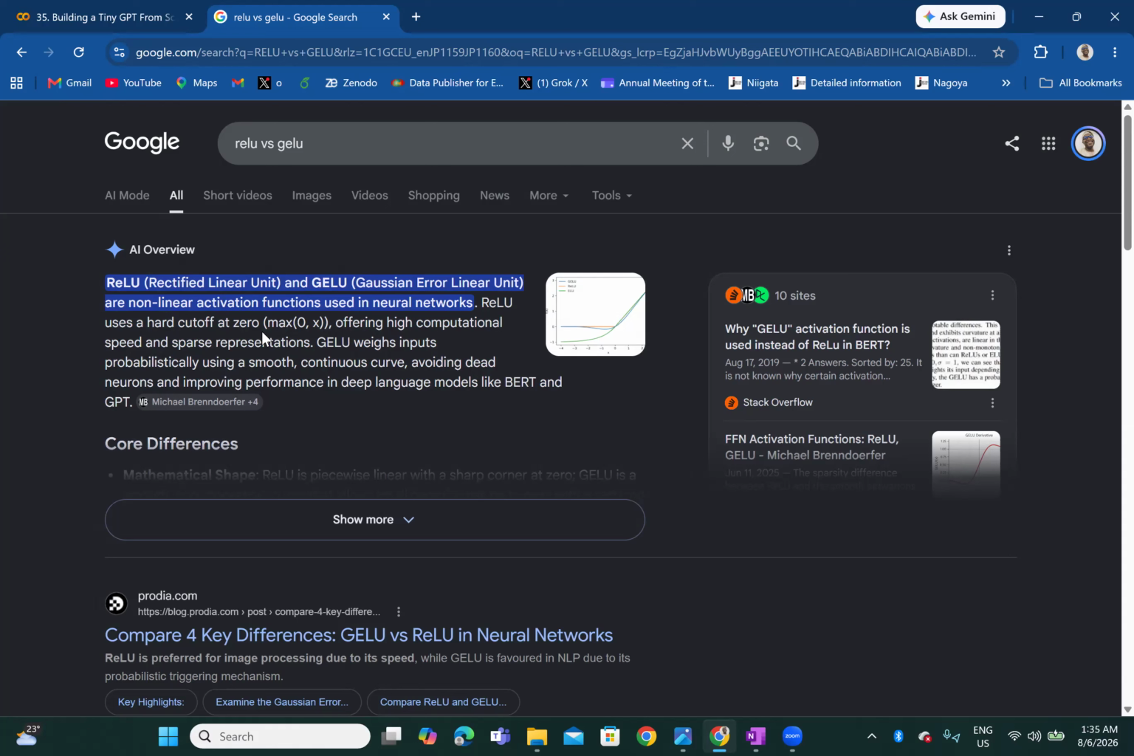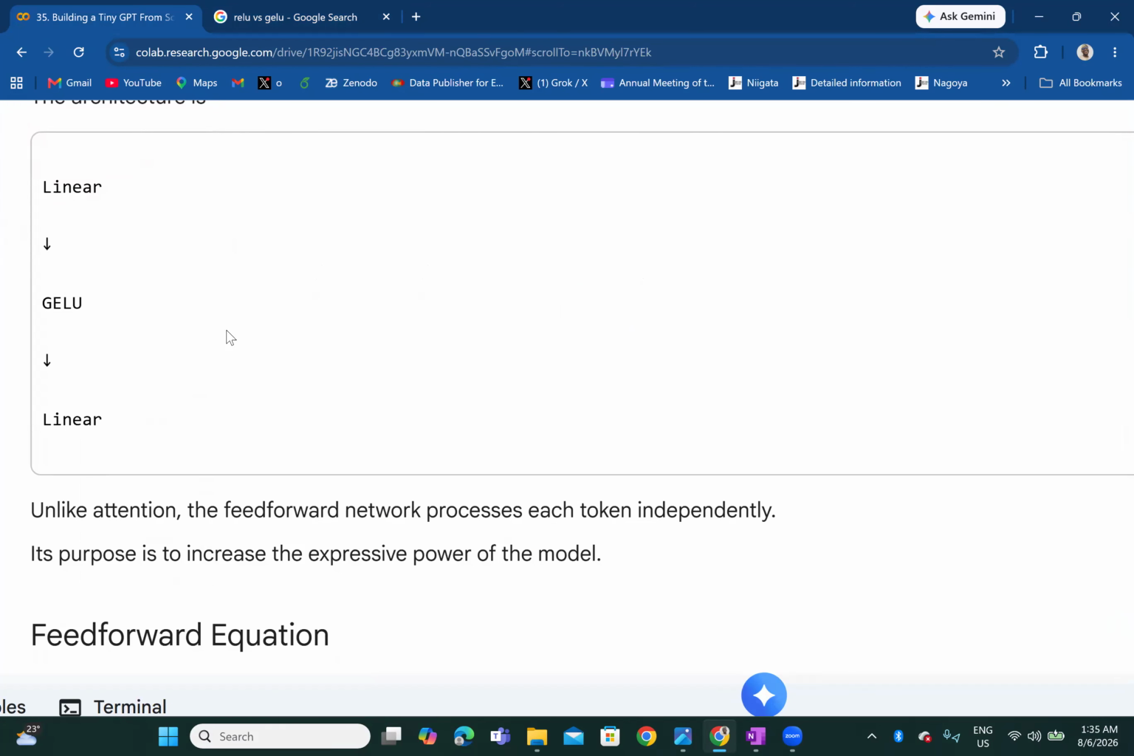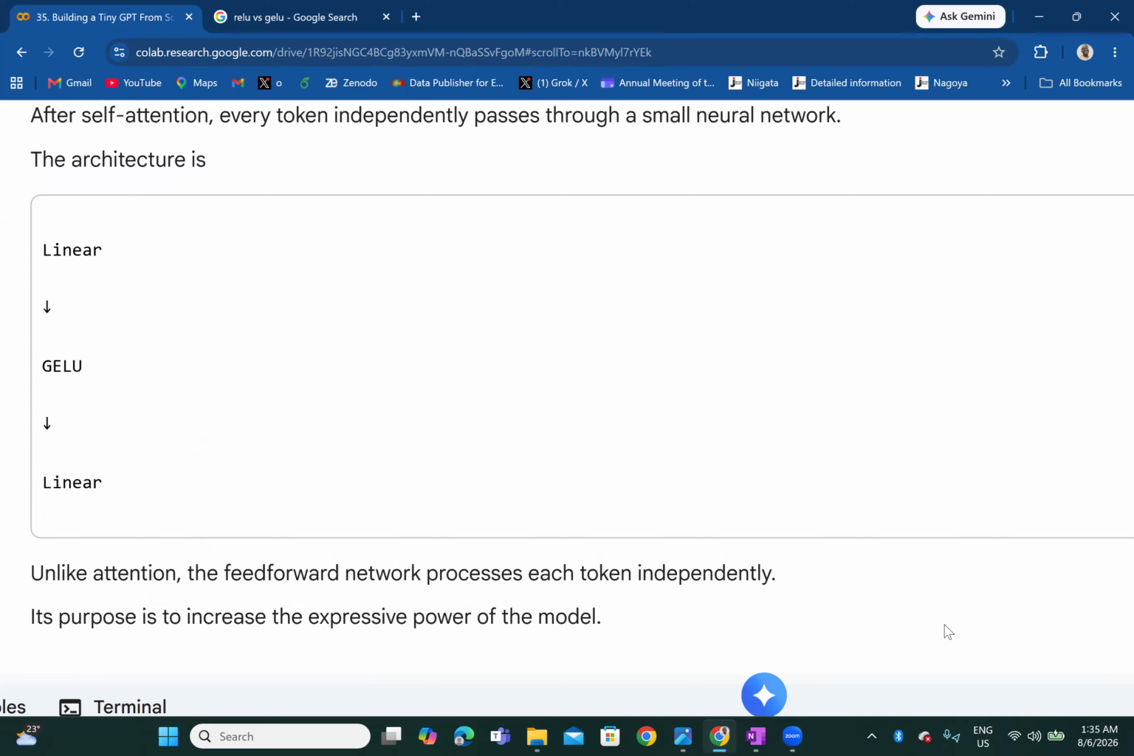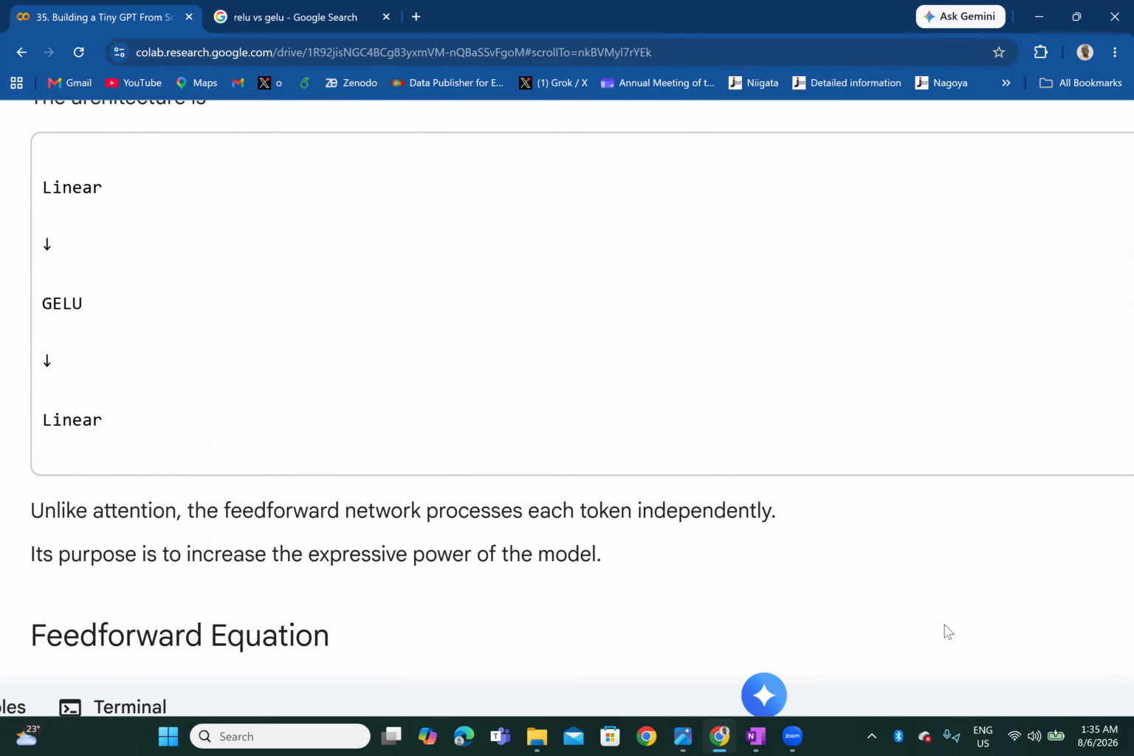ReLU uses a hard cutoff at 0, so maximum of 0 and x is what you need, offering high computational speed and sparse representation. But GELU weighs inputs probabilistically using a smooth continuous curve, avoiding dead neurons and improving performance in deep language models like BERT and GPT. ReLU means rectified linear unit, while GELU means Gaussian error linear unit. So this is us coming across that. That's the activation happening there. Its purpose is to increase the expressive power of the model. That's the work of the feed-forward network.